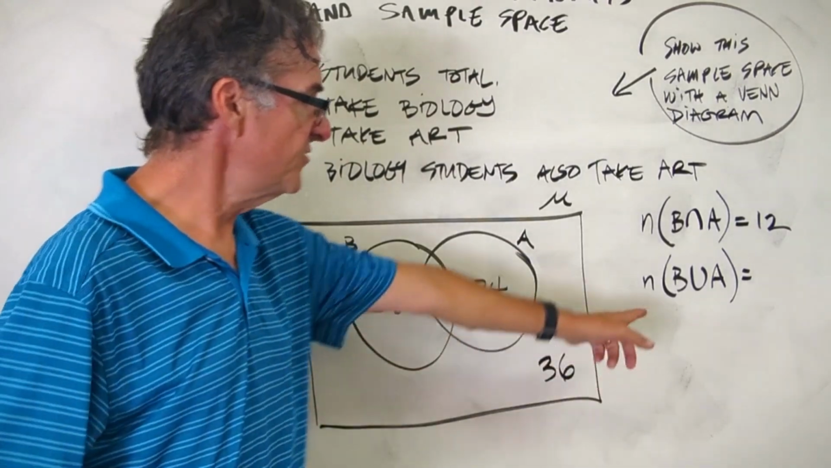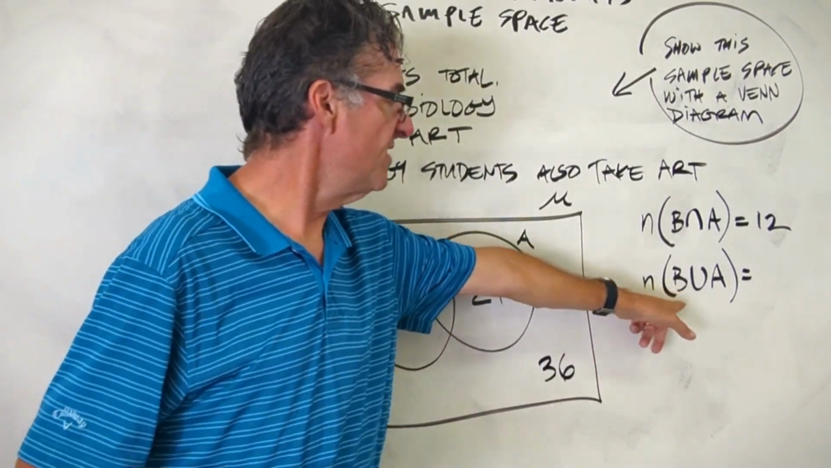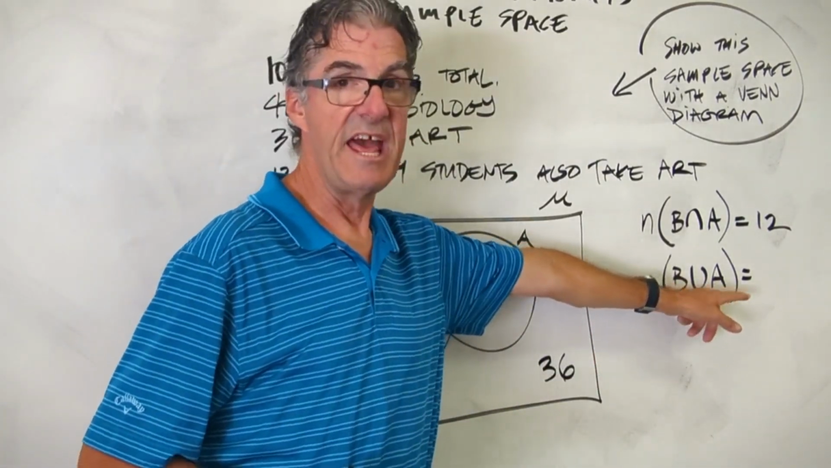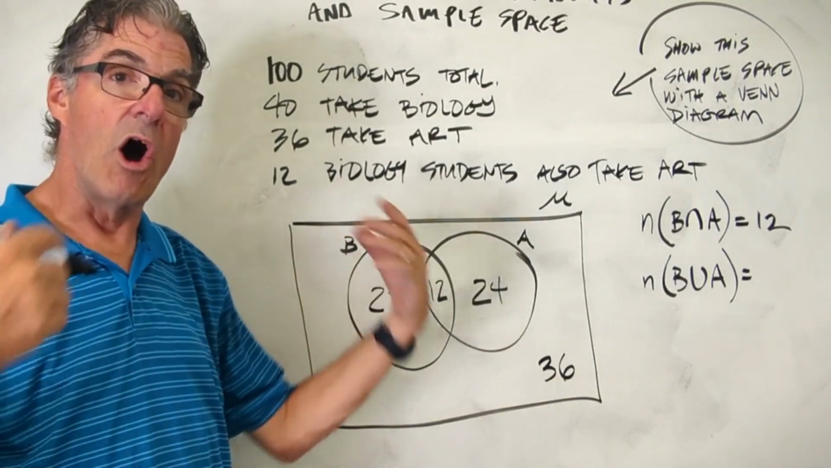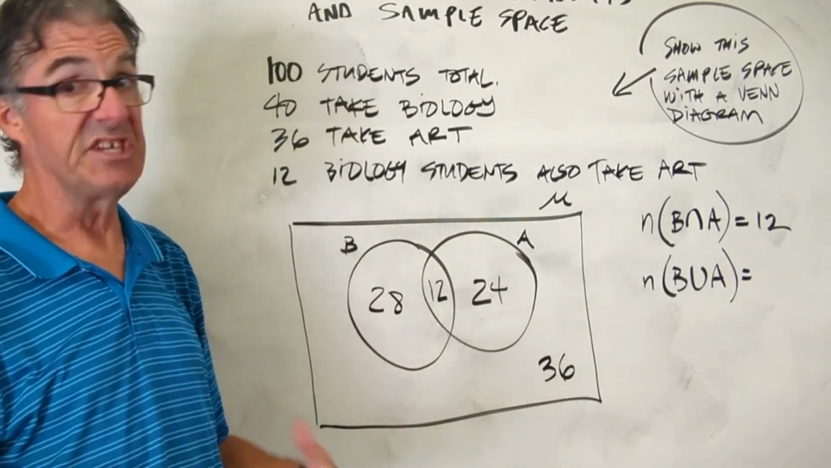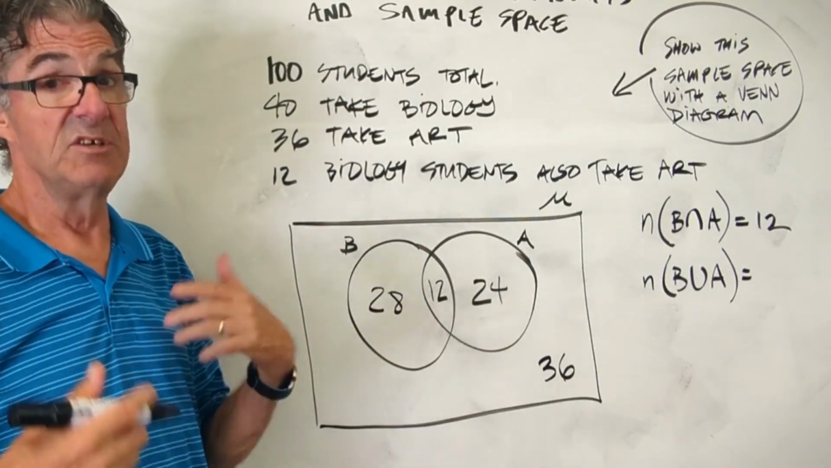Now this next one is how many items are in the union of B and A. And the union is more open. It allows anything that's either in A or B to be counted.